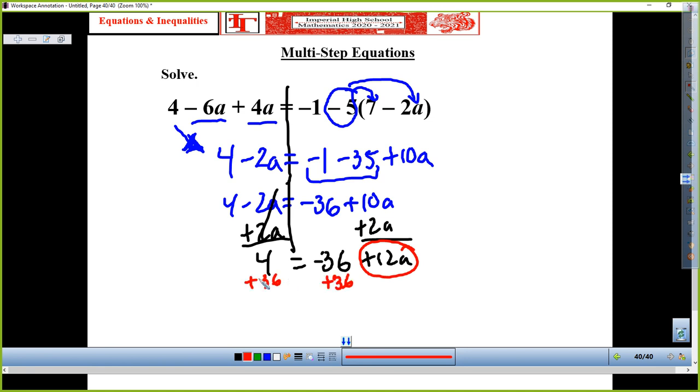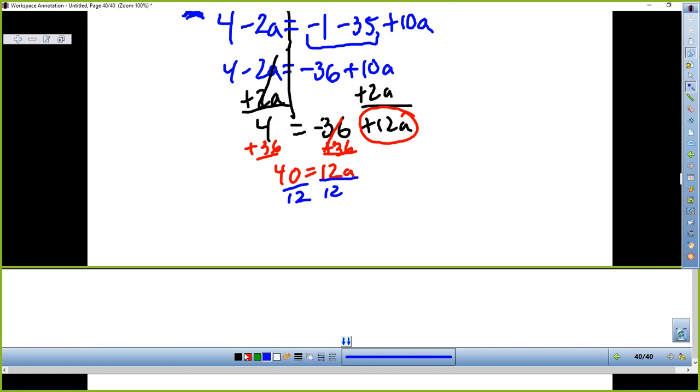And what's my last step? Divide by 12, divide by 12. And that leaves me with, let's see, 1a. And over here, 12 fits in there 3 times, and I have 4 12ths left, or 3 1/3 equals a.